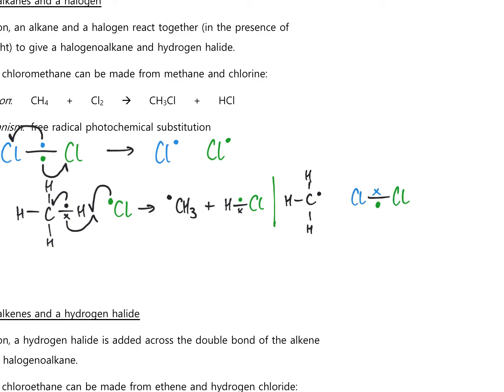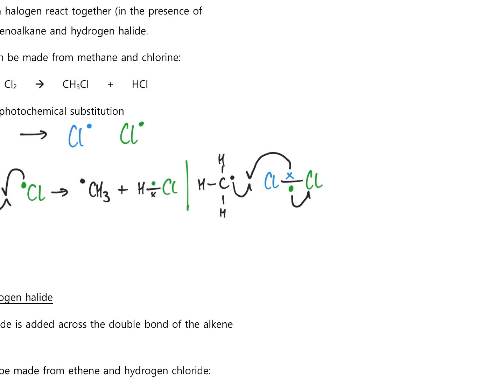How we do that is we form a bond between our unpaired electron of our methyl radical and one of the electrons from the chlorine-chlorine bond. That will cause the chlorine-chlorine bond to break homolytically, so that electron goes to the other chlorine atom. And so what you'll see is that we'll form another chlorine radical, so this reaction can continue. So what we'll produce here is our chloromethane.